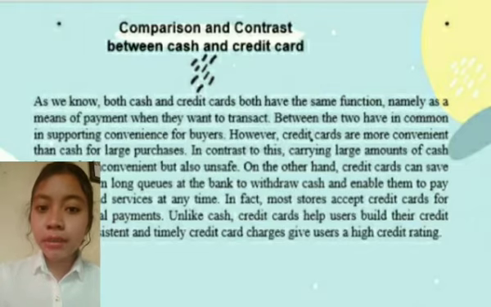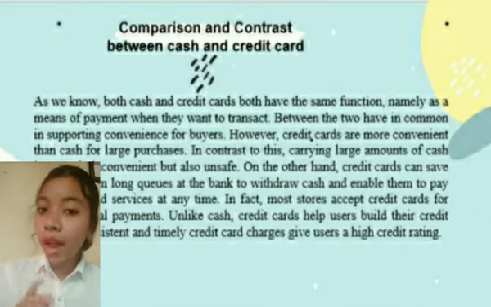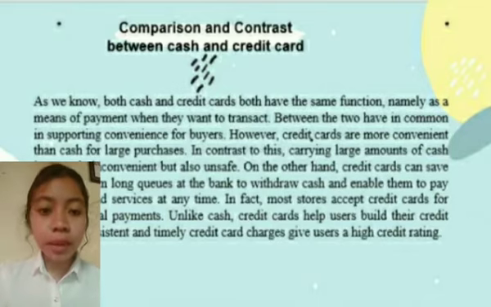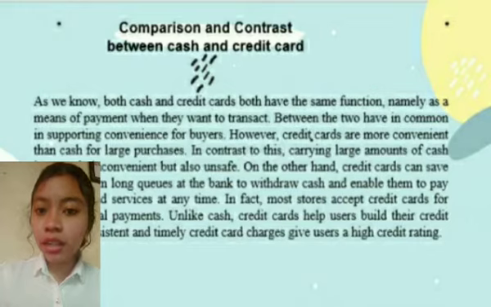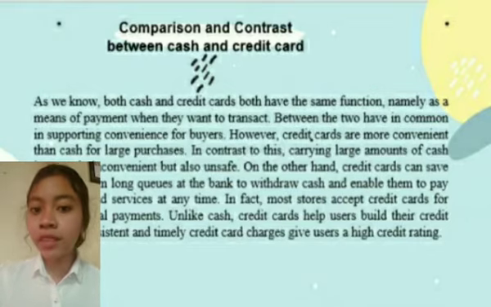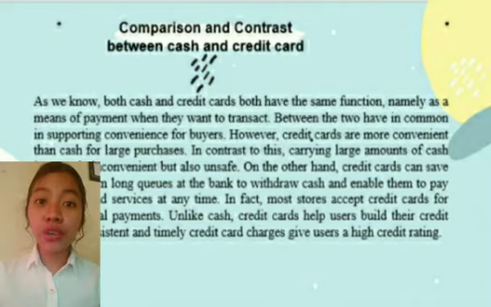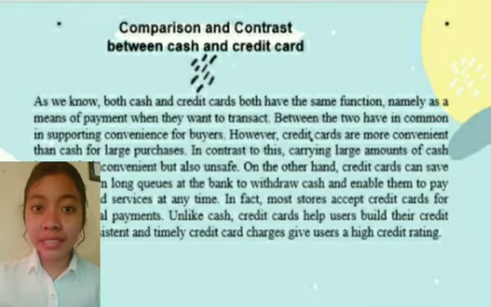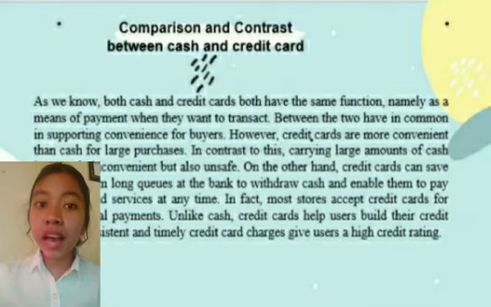Cash is actually a means of payment issued by the government, which consists of many different nominal values that can be owned by anyone. While a credit card is a means of payment in the form of a card that is only owned by certain parties who apply to the bank for financing. As we know, both cash and credit card have the same function, namely as a means of payment when they want to transact. Both have in common supporting convenience for buyers.